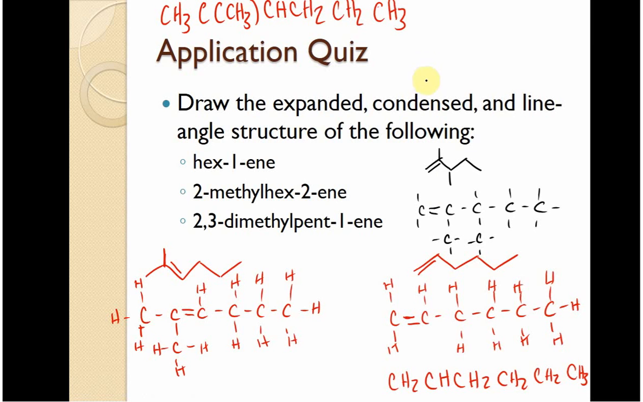My condensed here would be CH2, then a C with a CH3 in parentheses, then a C with a CH3 in parentheses, then a CH2, CH3. Okay?